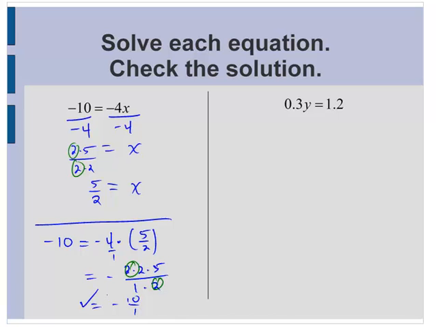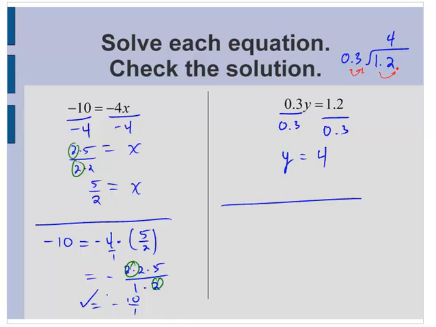0.3 times y is equal to 1.2. Dividing by 0.3, y would equal, let's see, let's do a little bit of long division here, 0.3 into 1.2. Remember that if we have a decimal divisor, we move it to the right to make a whole number, and we do the same in the dividend, the inside. And so we now have 3 into 12, which is exactly 4.